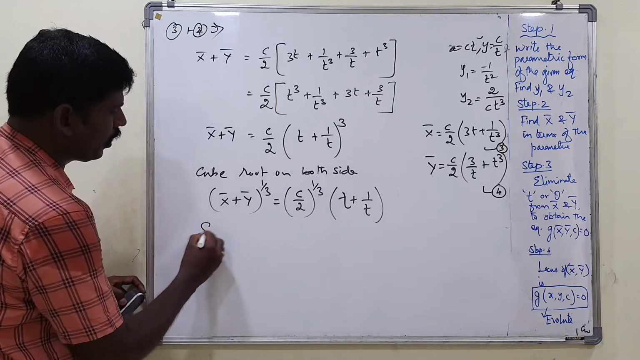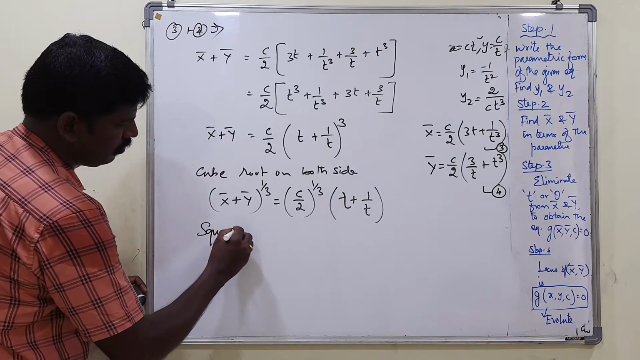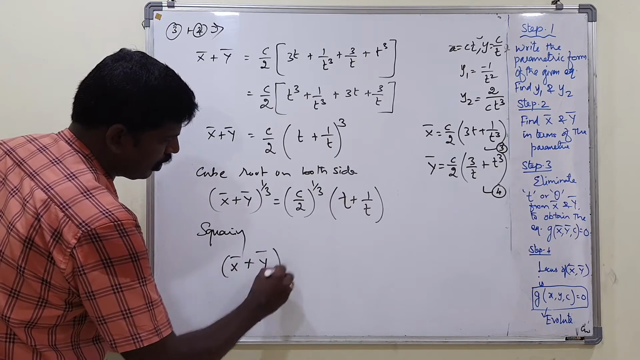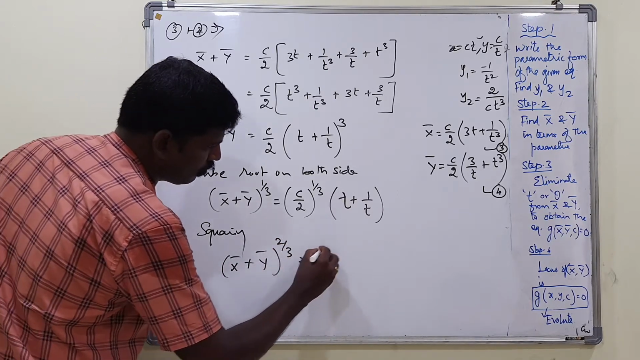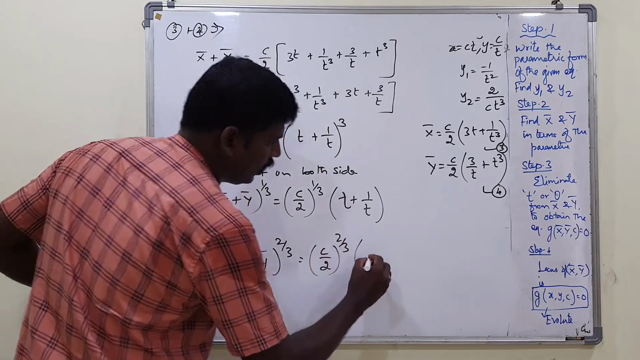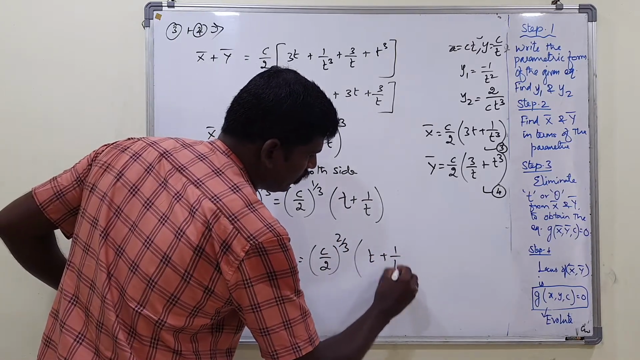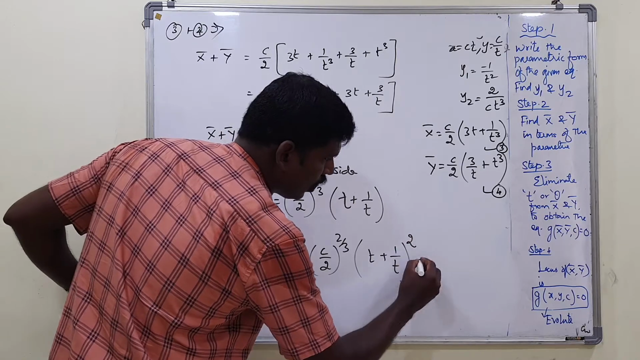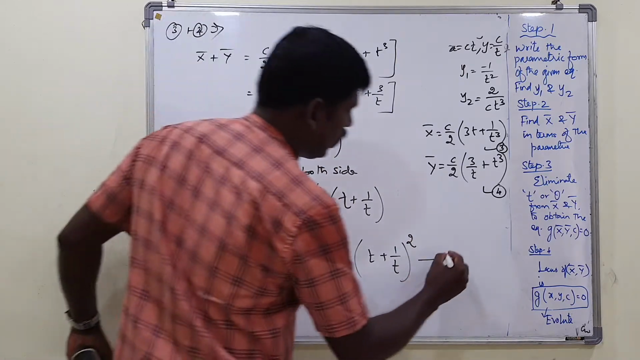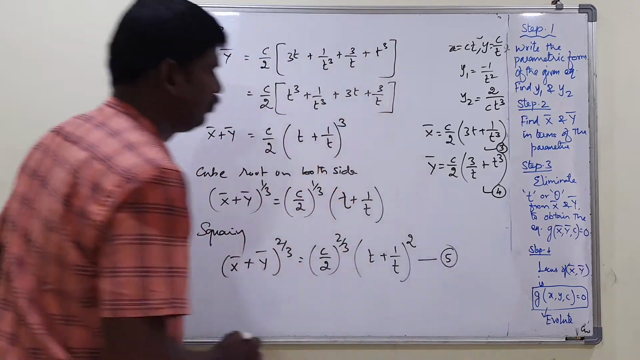Now squaring on both sides. So (x̄ + ȳ)^(2/3) is equal to (c/2)^(2/3) into (t + 1/t) the whole square. Now I call it equation number 5.